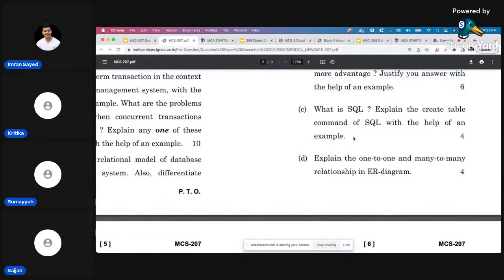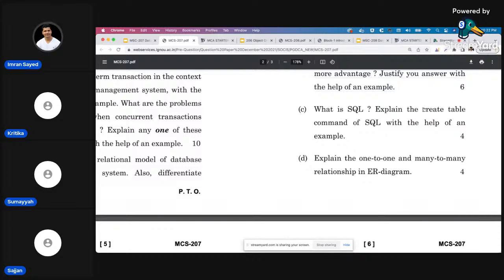Okay, so what is SQL? Explain the create table command in SQL with the help of an example. SQL is Structured Query Language, and it is used to create and manipulate data. You can write queries and request data. You can create a table, delete a table, and alter a table.